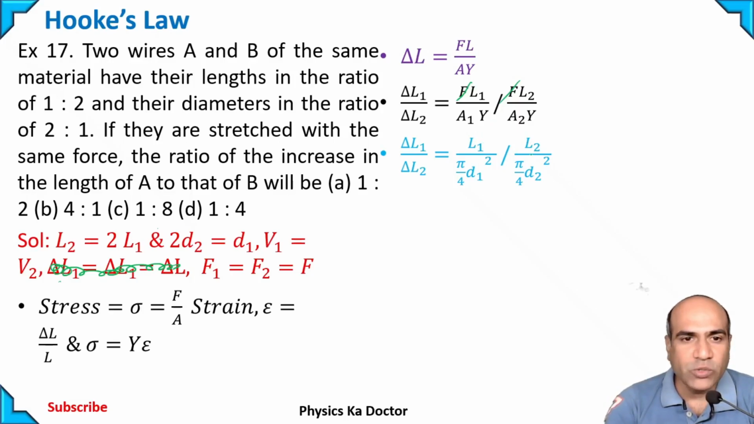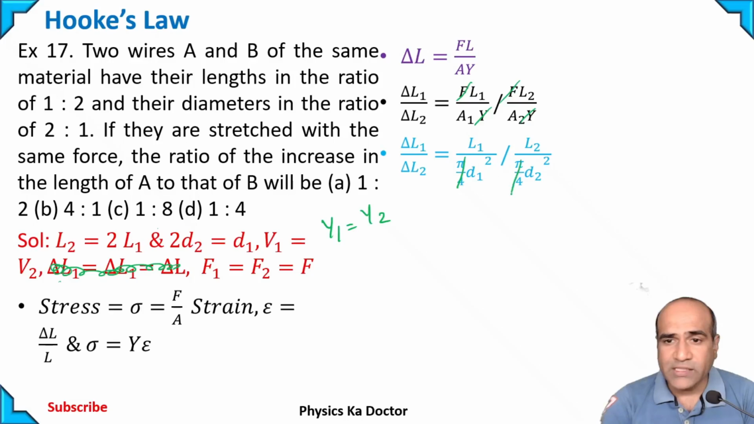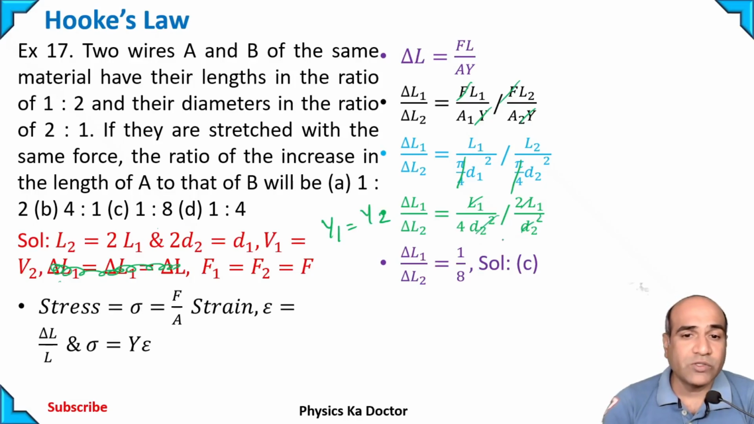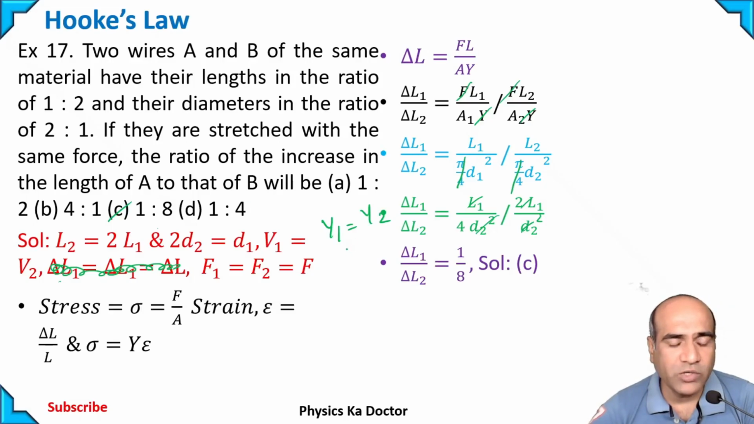L1 by L2, the lengths, divided by A1 Y divided by A2 Y. A is pi by 4 D square, and the material is similar, so Y will cancel out, Y1 equal to Y2. Pi by 4 also cancels out, and the solution will be L1 by D1 square over L2 by D2 square, and we can put in the values of the L1 L2 ratio. We can cancel this out and this also, and our solution becomes 1 by 8. So our solution is C, 1 to 8.